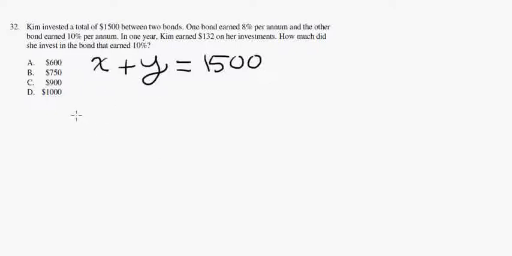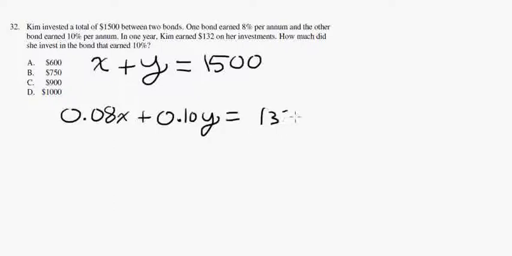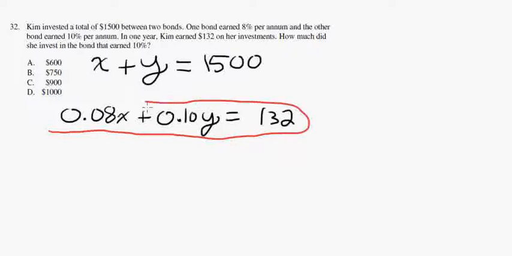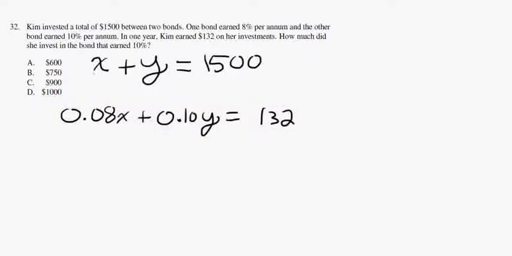Second, each bond earned a different amount. One bond earned 8% per annum, and the other bond earned 10% per annum. And in total, she earned $132 on these investments. So that's what this second equation describes. It describes how much she earned based on the percentage earned from each investment. She earned 8% for the x investment, and she earned 10% for her y investment.